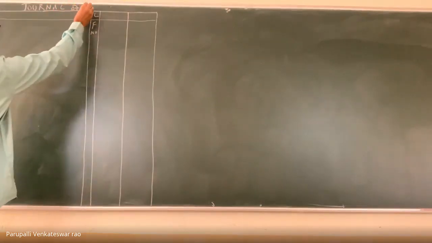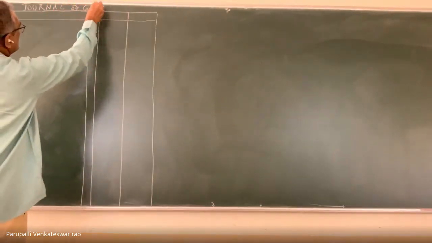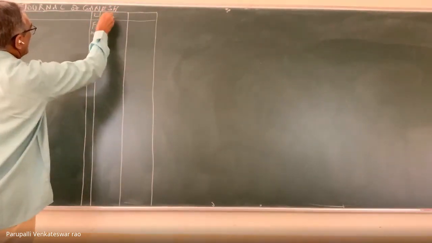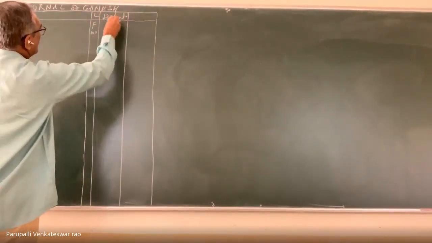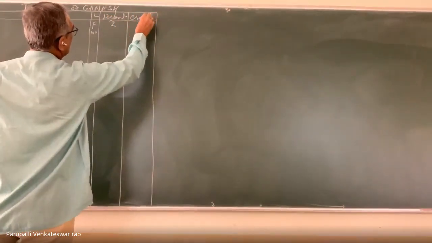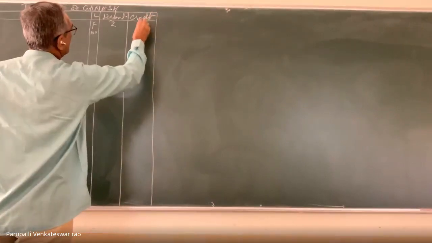So this is the journal, journal of Ganesh. The columns are as usual: the amount columns, debit and credit, in rupees, then date, particulars.